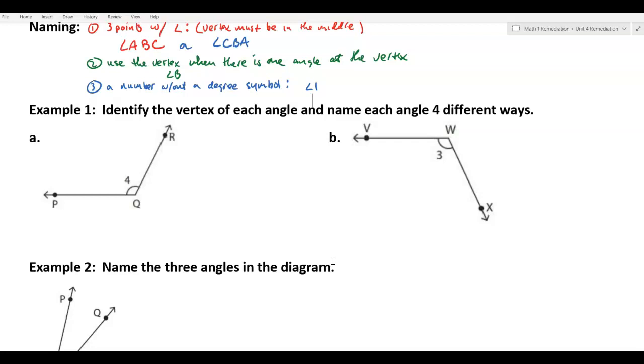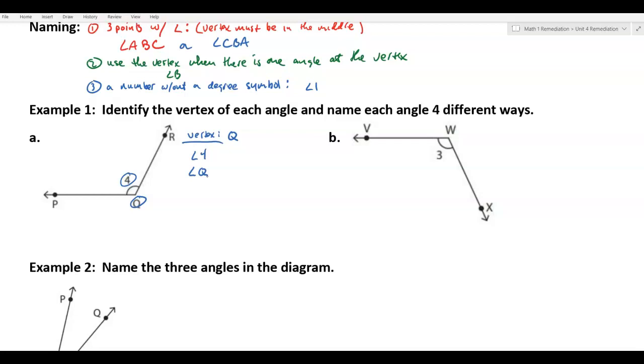So looking at the first couple of examples here, identify the vertex of each angle and name each angle 4 different ways. So right away, example A, the vertex of this angle would be Q. That's where both rays meet. Now, one way I can name it, I'm just going to start with that numerical value, angle 4. If they give you that numerical value, that's the easiest way to do it. Another way is to just use the vertex, angle Q.